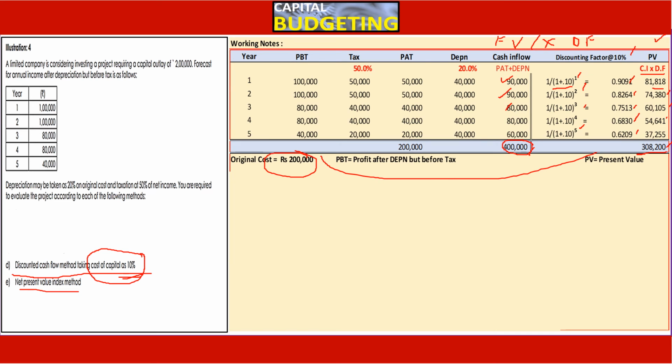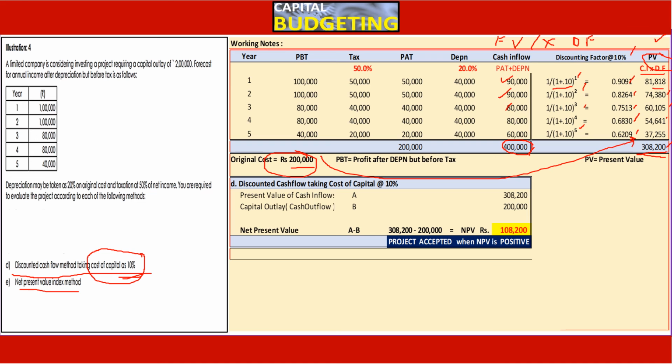Will you accept the project? You will definitely accept the project because it is exceedingly profitable. Logic is whatever I give, I should receive something more than that. It may be even 1 rupee more, because it is already discounted. The logic is whatever I give should be less than what I receive, meaning I should receive more than what I give. 2 lakh is given, 3,08,200 is today's value of what I am going to receive in future. It is a fantastic project.